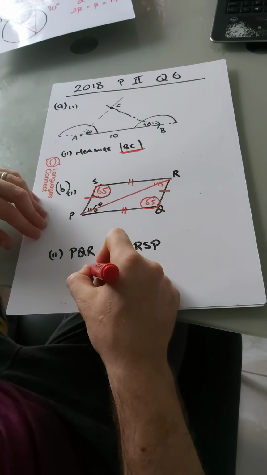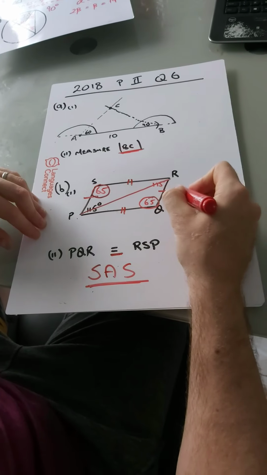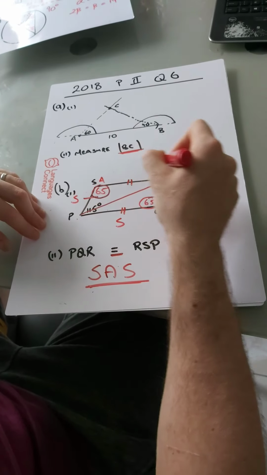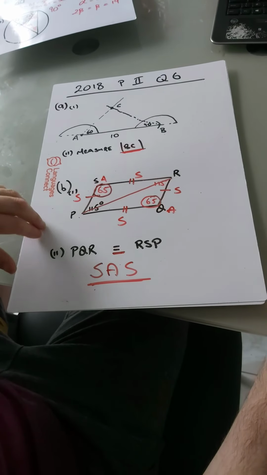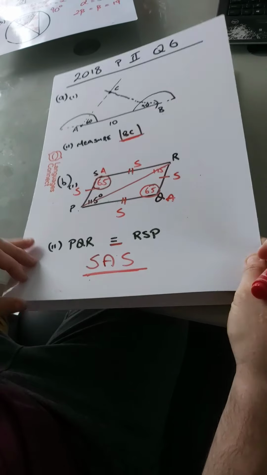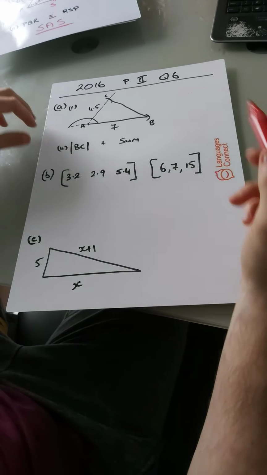So what I'm using there is side, angle, side from the notes. Side, angle, side. Okay, they both share the same side, two sides and the angle in between them. So that's enough to say, but also you have to give the reason for it.